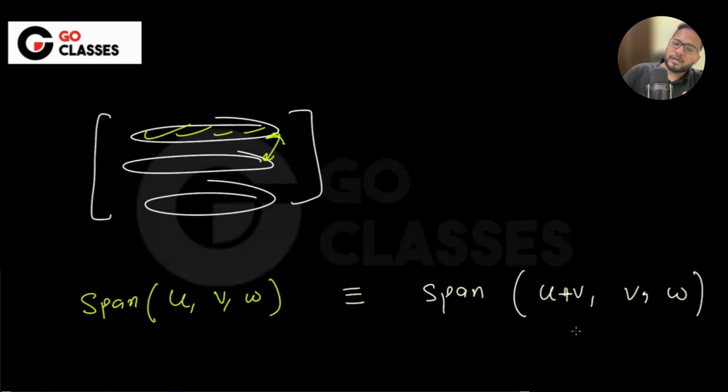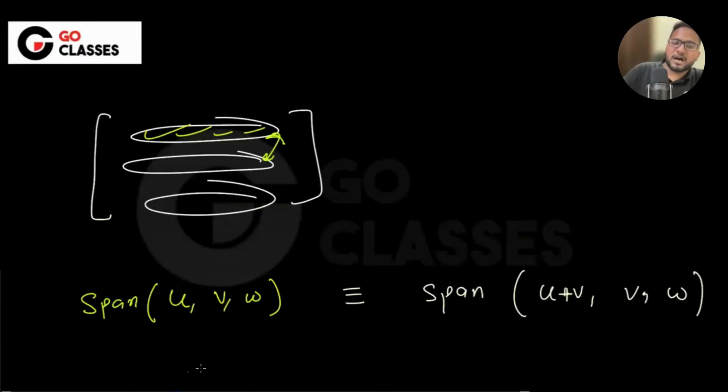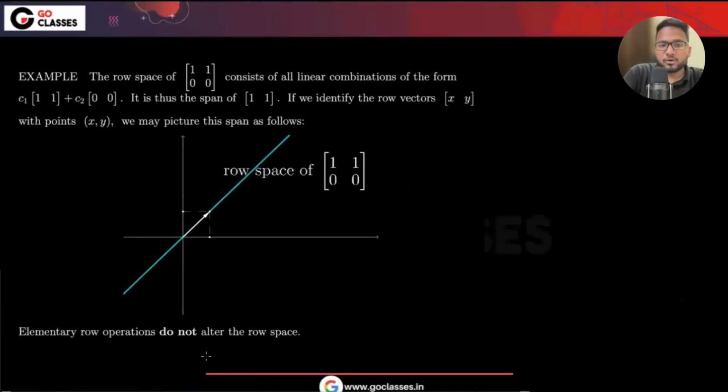So what I'm trying to say here is that if you apply the elementary row operations, adding, subtracting, or whatever you are doing, you are not losing any row, right? So basically the span here and the span after the elementary row operation is the same. So the span means the row space. The row space doesn't change after the elementary row operations, which is written here: the elementary row operations do not alter the row space.